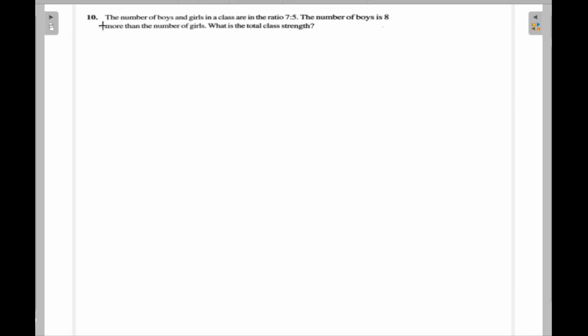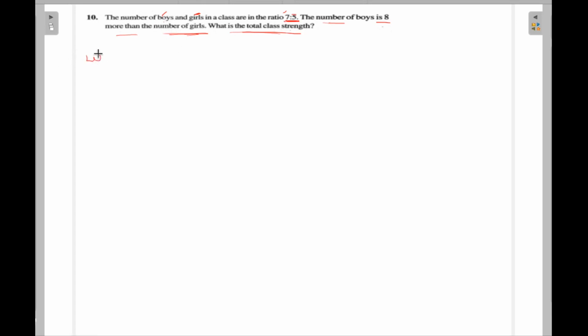Question number 10: the number of boys and girls in a class are in the ratio 7:5. Again a ratio problem. Boys will go with 7 and girls will go with 5. The number of boys is 8 more than the number of girls. What is the total class strength? Only one clue is given.